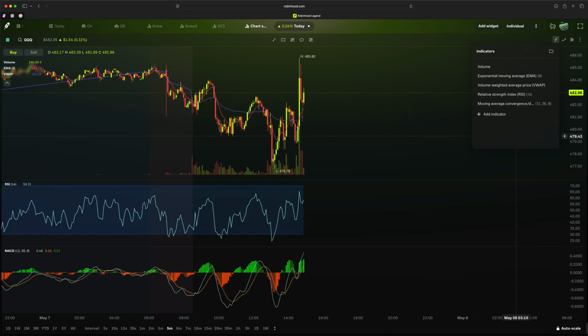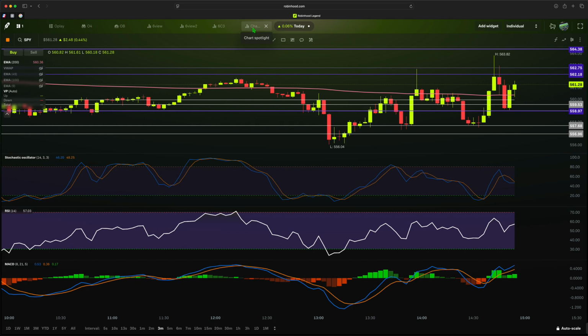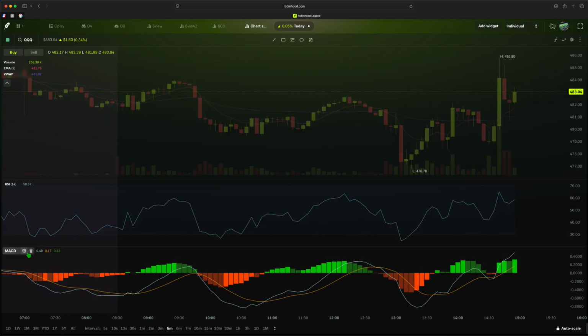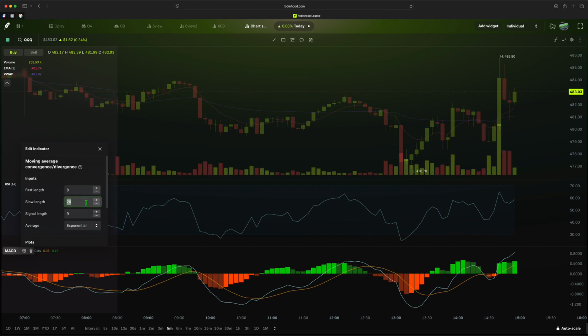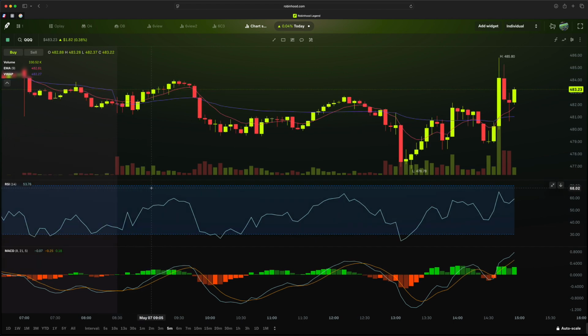And then your MACD, that's my settings on MACD. It's going to be 8, 21, 5. So this MACD is standard. This setting is going to give you fewer fake outs. So those are my MACD settings.